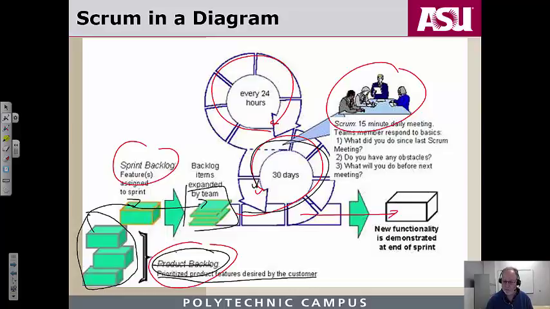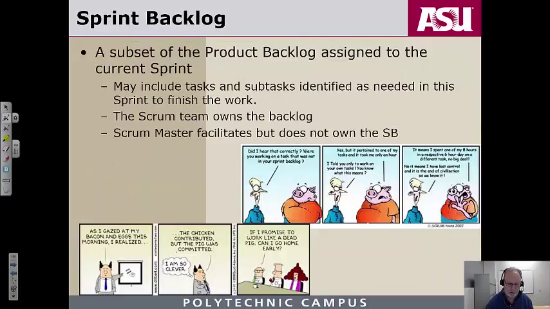But whatever the time, whatever the short iteration is defined to be, and whatever your team's velocity or capacity for doing work is, you grab the appropriate amount of stuff off the product backlog, move it to the sprint backlog, and start to churn through it. Okay? So that's basically a sprint backlog. A subset of the product backlog assigned to the current sprint.